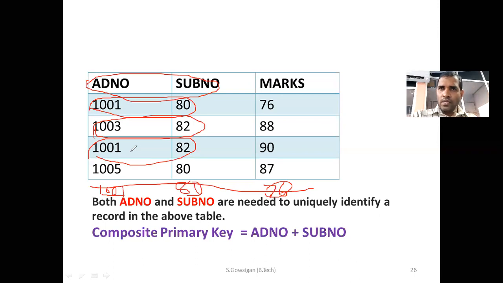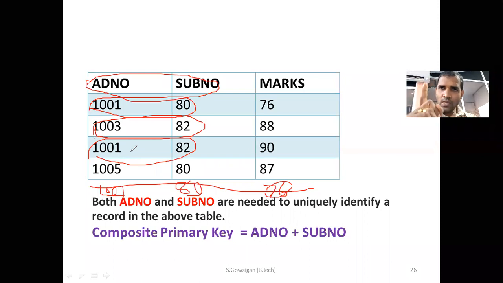every individual field doesn't have unique data. But when we combine admission number and subject number together, they have unique data. So this is called composite primary key. Not primary key, composite primary key, almost the same.